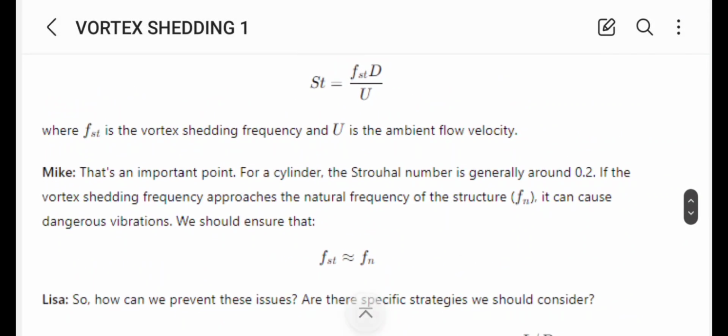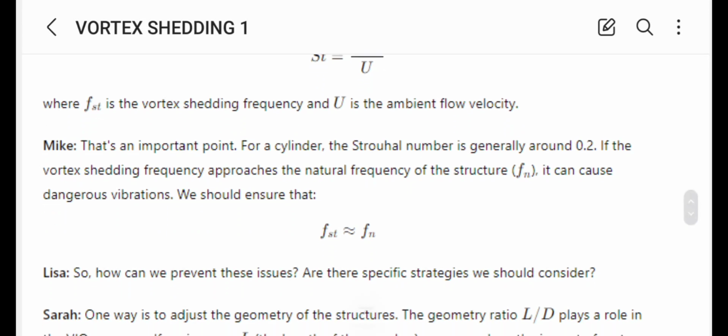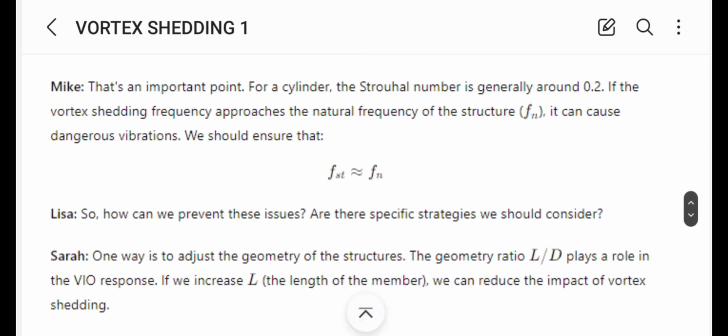If the vortex shedding frequency f_s approaches the natural frequency of the structure, that's f_n, it can cause dangerous vibrations. We should ensure that f_s is not approximately equal to f_n. So how can we prevent these issues? The shedding frequency should not approach the natural frequency.